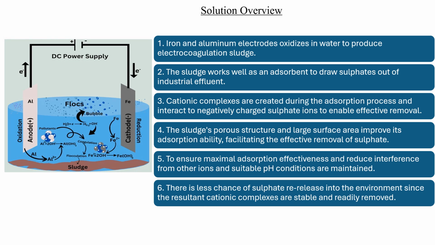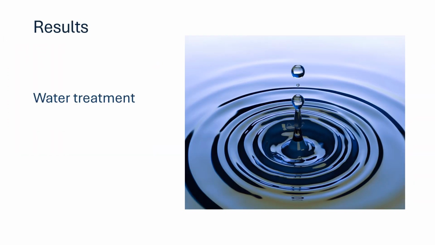Then maintain optimal pH condition to allow the sludge to work at its best on removing sulfates and minimize interference. This process ensures that sulfates are locked for good, preventing them from leaking back into the environment. In other words, it is eliminating the risk of repollution. There are multiple factors in the process that contribute to a high magnitude of separation of sulfates and contaminants from water.